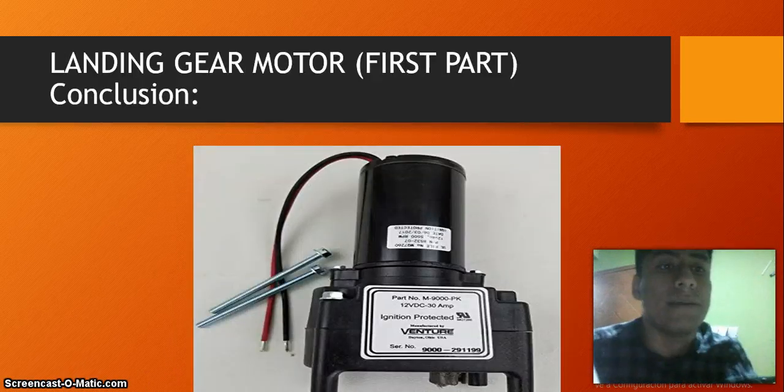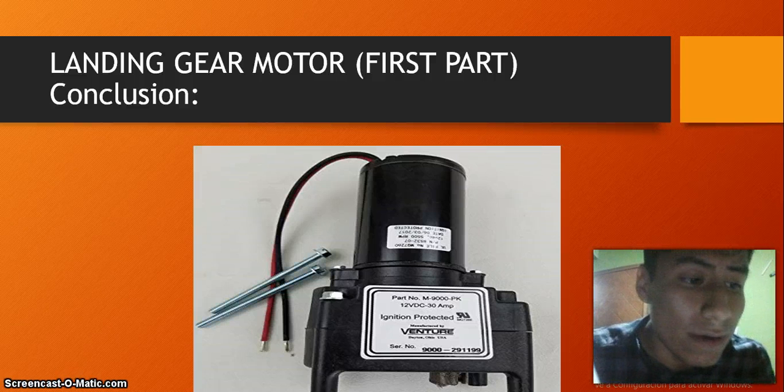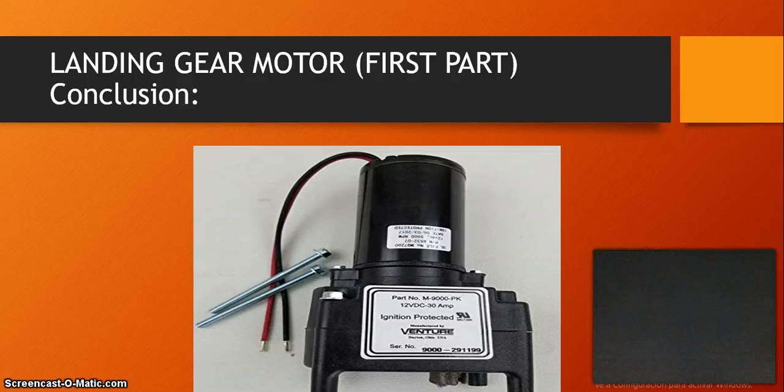Finally, we have the first part: the landing gear motor. The landing gear motor is a component of the landing gear retraction system. The retraction system has an electrical motor, a transmission assembly, a circuit tube assembly, and push-pull cables for each main gear, and a push tube for the nose gear.